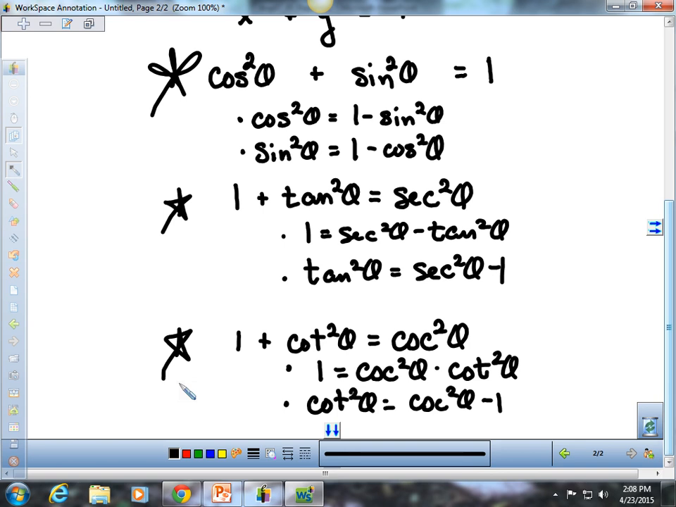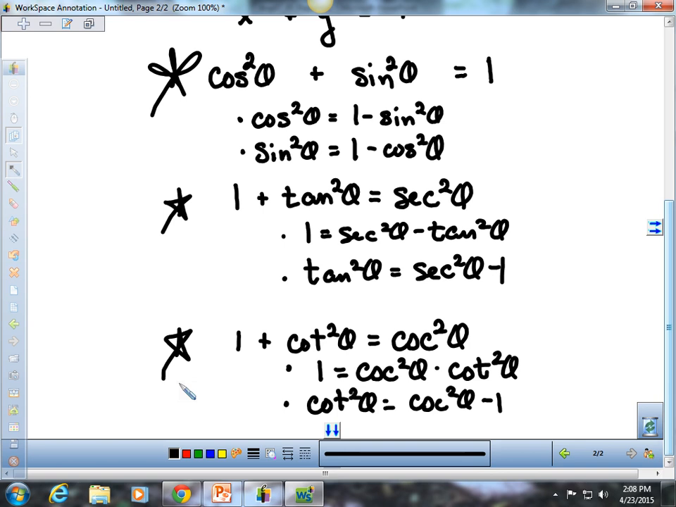Well, the two other C's go together, and then S and T go together. So 1 plus tangent squared is secant squared. 1 plus cotangent squared is cosecant squared. Okay, so the C's go together, the S and T go together, and obviously sine and cosine go together. So sine squared plus cosine squared equals 1.